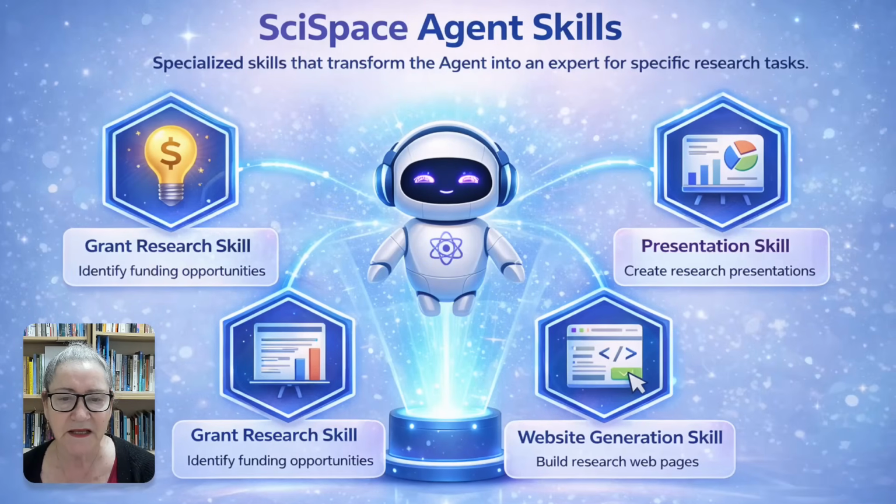Update 2 is SciSpace Agent Skills, Expert Modes. Think of skills as expert modes inside the agent. When activated, a skill transforms the agent into a specialist for a specific research task. It brings deeper task-specific knowledge, optimized workflows, and specialized outputs.